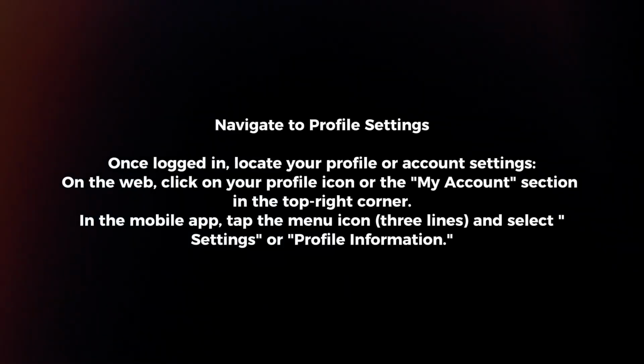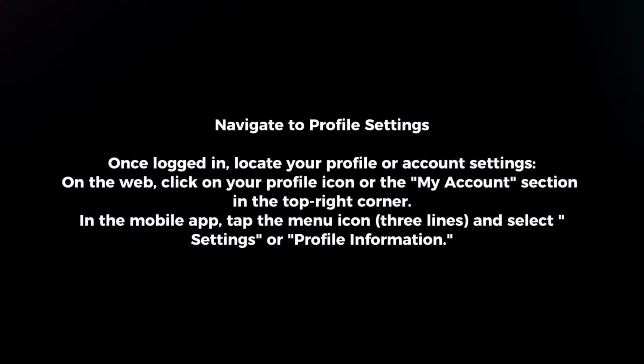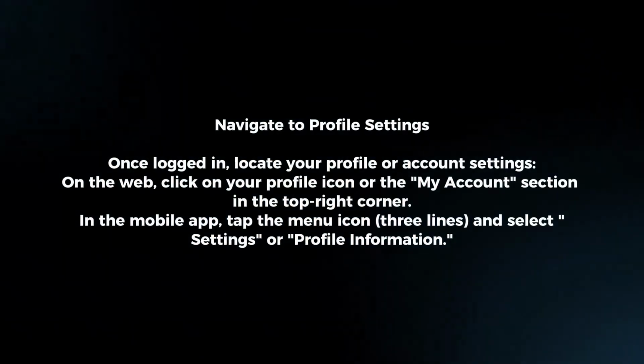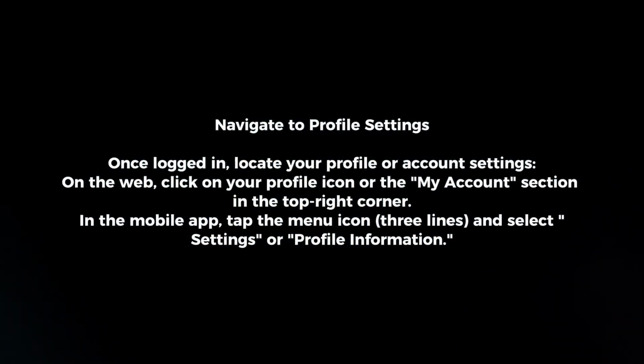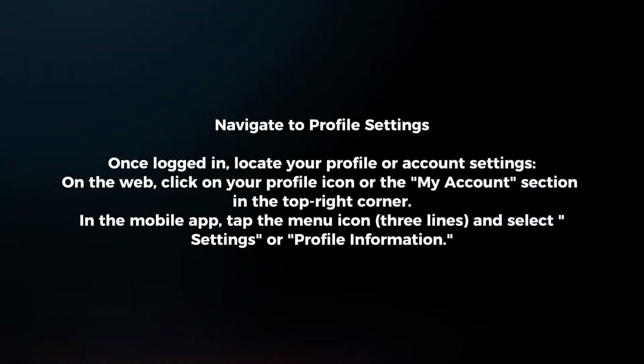Navigate to Profile Settings. Once logged in, locate your profile or account settings. On the web, click on your profile icon or the My Account section in the top right corner. In the mobile app, tap the menu icon and select Settings or Profile Information.